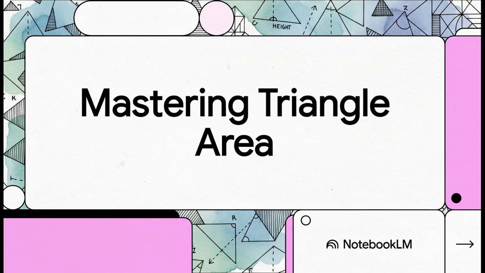Hey there and welcome. Today, we're jumping into a classic problem, finding the area of a triangle. But we're not just sticking to the easy stuff. We're going to master any triangle, even those really tricky ones. So, what happens when the one thing you think you need, the height, is totally missing?